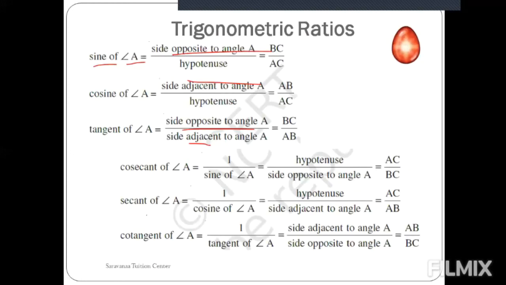For cosecant of angle A equals 1 by sine, so that it is hypotenuse by opposite, just the reciprocal of sine. Cosecant is just the reciprocal of sine, and secant, similarly, is just the reciprocal of cos, and cot is the reciprocal of tan. So these ratios are inverted in these cases.